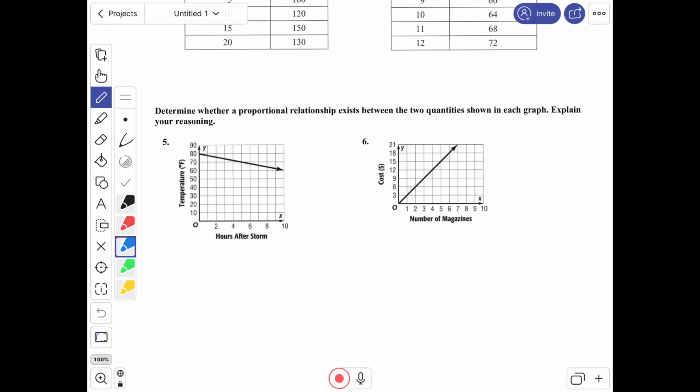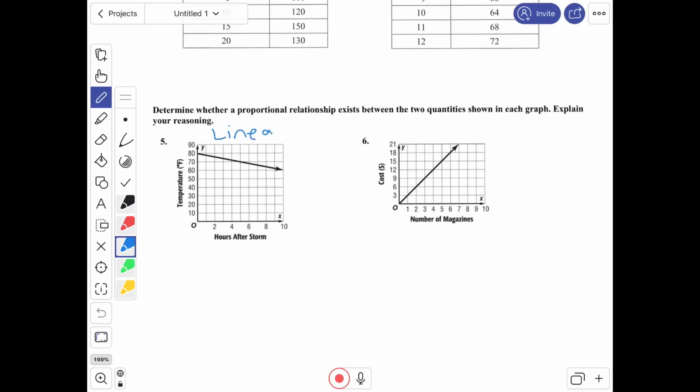Now, number 5 and 6. We haven't really talked about proportion yet. We'll do that later in the week. You can see from the graph that they are both linear. Linear means that they made a straight line. But to be proportional, it also has to go through the origin, which is 0, 0. 0, 0 means you went over 0, you went up 0. It's the origin. It's kind of where it starts, right here in the corner.